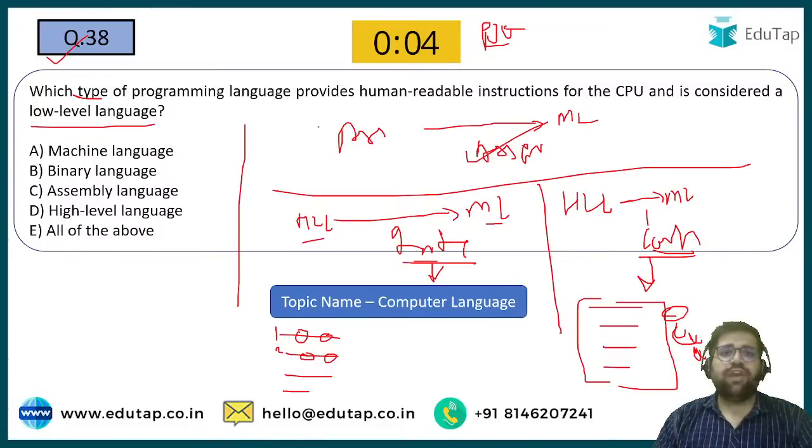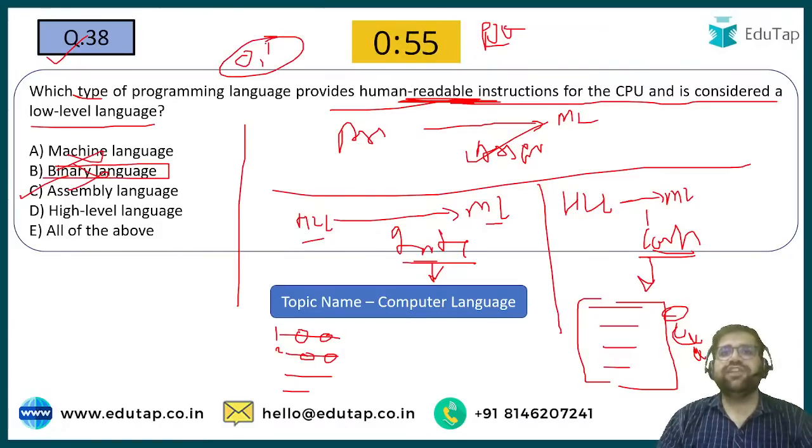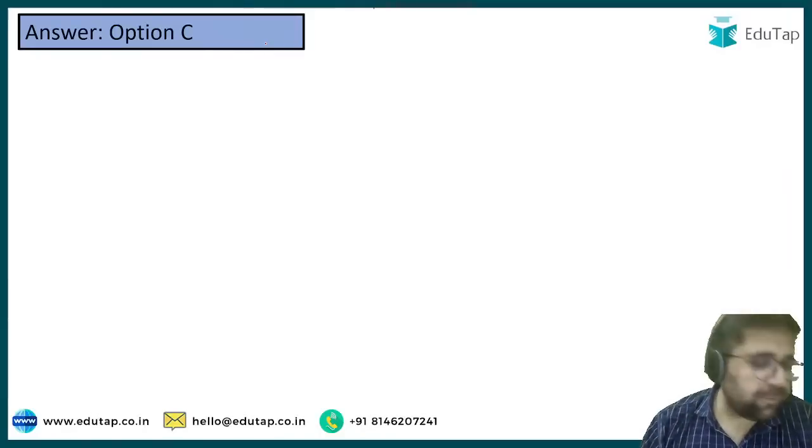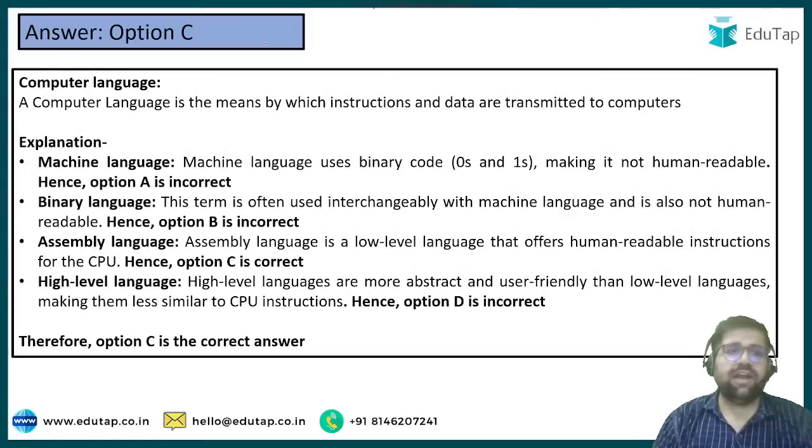Now, which type of programming language is human readable and is considered low level? Then your answer will be assembly. Binary language and machine language cannot be your answer. You cannot understand the language of zeros and ones. Therefore, your answer will be option number C. So let me see who has given the answer as option number C. I don't know why you people are not answering it.